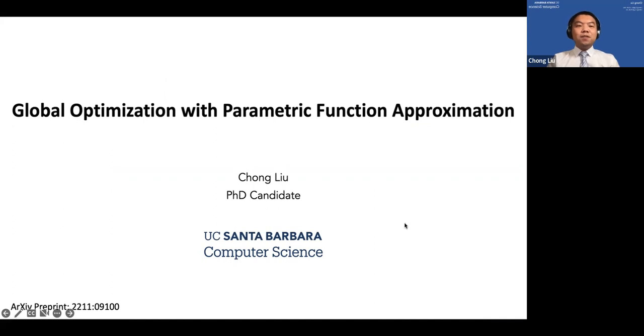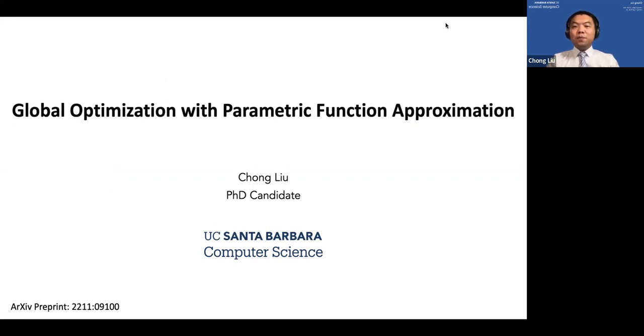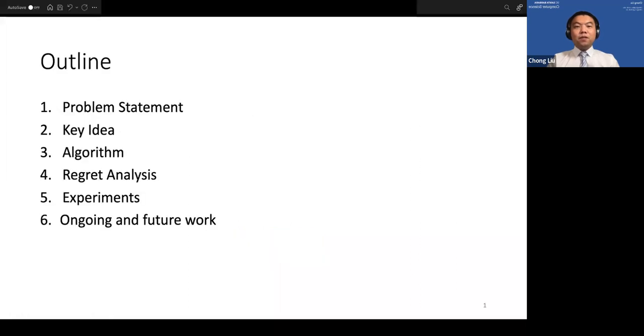The title of my presentation is Global Optimization with Parametric Function Approximation. This is a very recent work on arXiv preprint, and feel free to check it out. So this is the outline. I'd like to go over the problem statements and then move to the key idea, the algorithm, the regret analysis, and then the experiments and ongoing and future work.